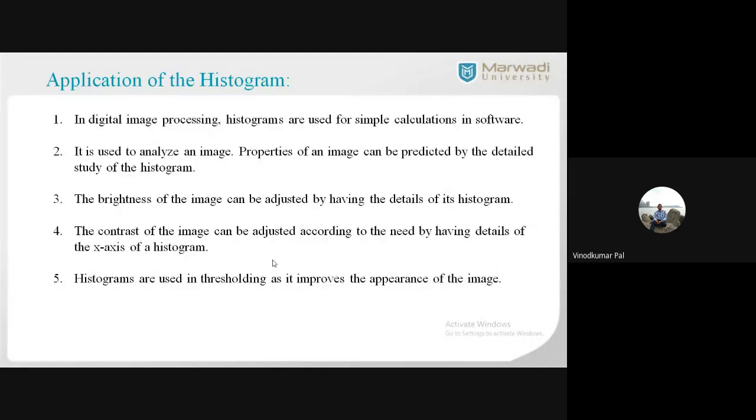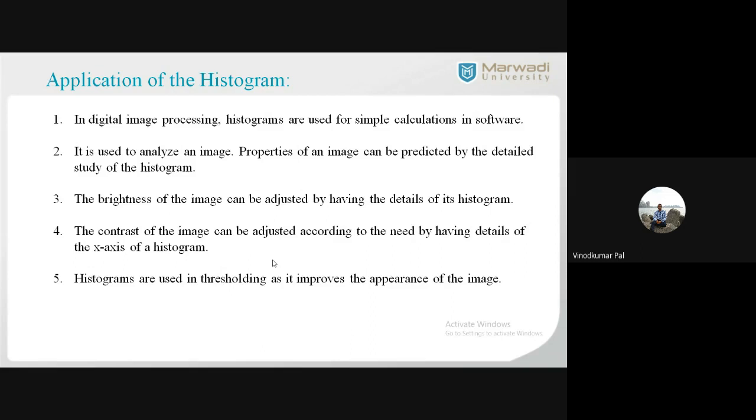Applications of histograms in digital image processing: histograms are used for simple calculations in software. Whenever you want to do pre-processing or change every pixel of an image, first they take an image and create the histogram of it. It is used to analyze a particular image. Properties of an image can be predicted by a detailed study of the histogram. The brightness of the image can be adjusted by having the details of the histogram.